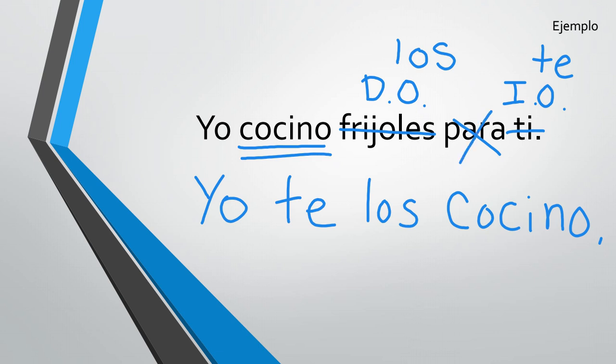Because remember, we're also going to get rid of the para. It wouldn't make sense to leave the word for in there. There's nothing that would come after it. So it would just be hanging there by itself. So yo te los cocino. And in English, this would be saying, I cook them for you. And then we're just a little bit more concise. We don't have to write out frijoles again, and we don't have to say para ti. We can just say te.